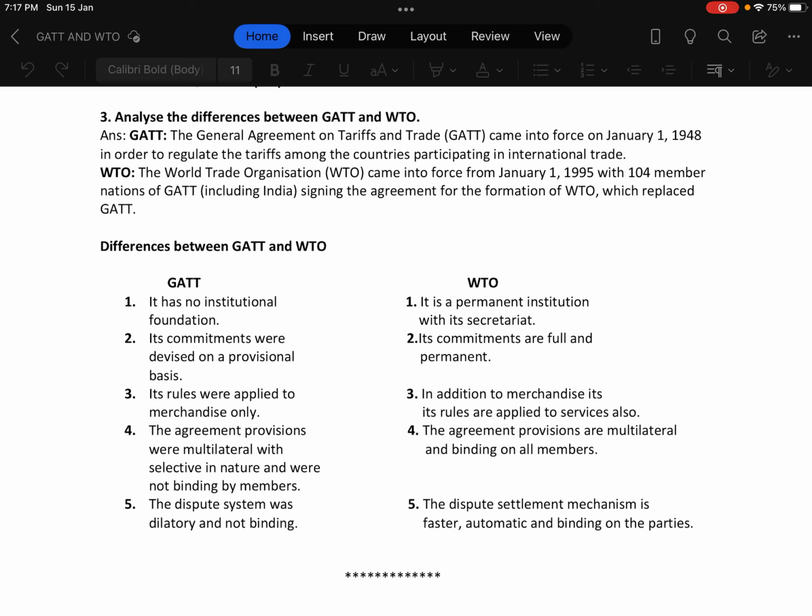So they can pick up whichever agreement is suiting to their economy, to their country, and they can say that I will agree only to those agreements, the remaining agreements are not suiting to me. Selective in nature and were not binding by members. Even after agreeing, they can deviate from that agreement, because GATT was only a temporary institution.